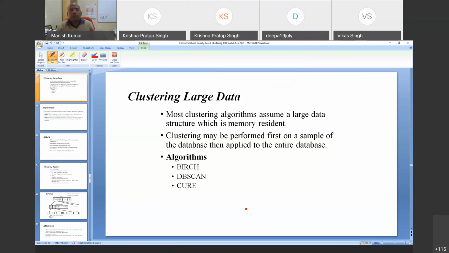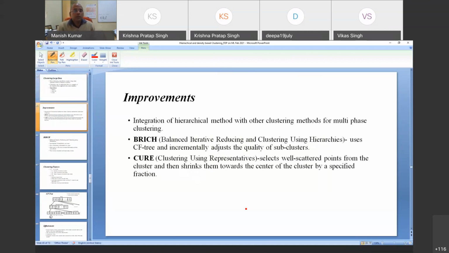Birch is one particular algorithm where one time reading of the data is sufficient for creating the clusters. So it is highly efficient because it works on order of n. What improvements you'll be getting using this, you can say Birch. Actually, there is a mistake here. This is BIRCH.